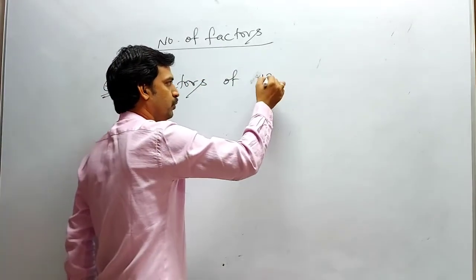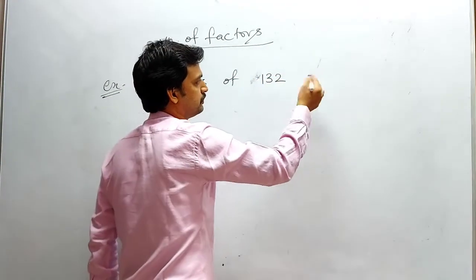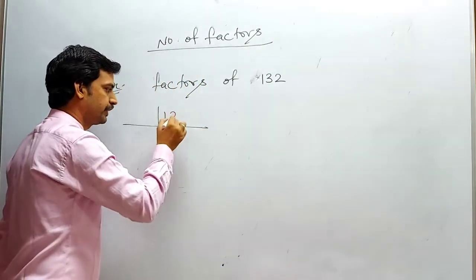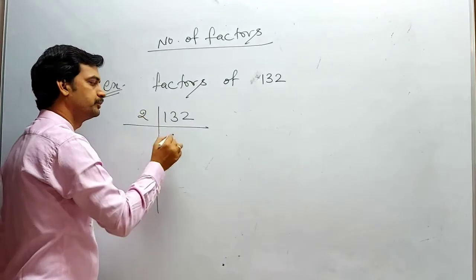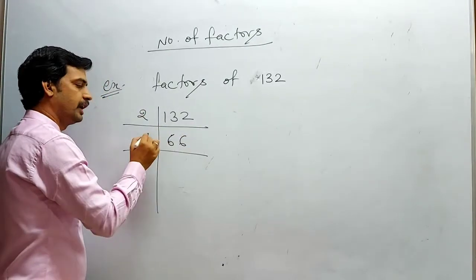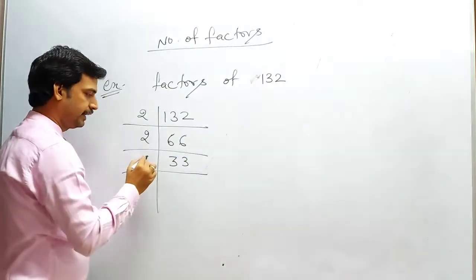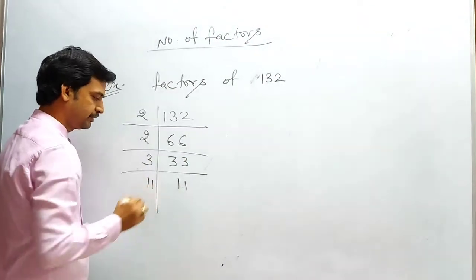Factors of 132, right? So what we do, we just use the factorization method. Divide by 2, 6 times; 6 divided again by 2, 33; again by 3, 11; and this is 11.